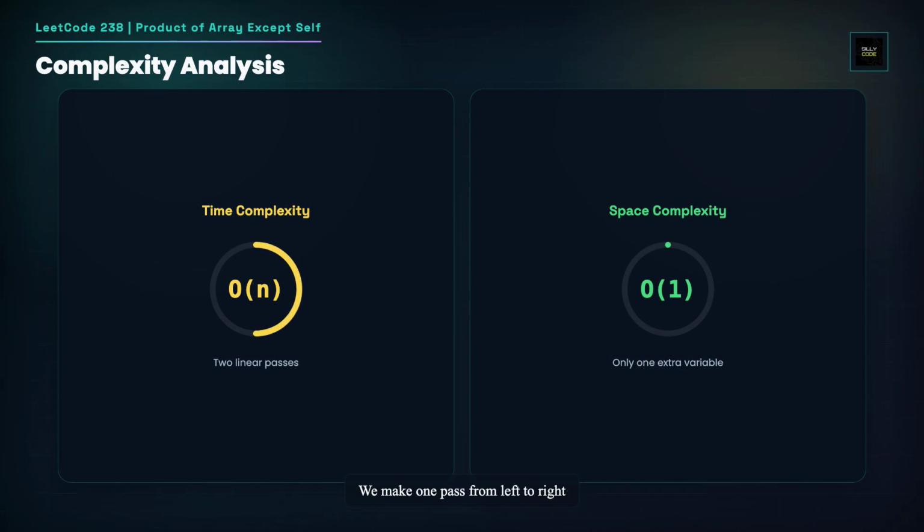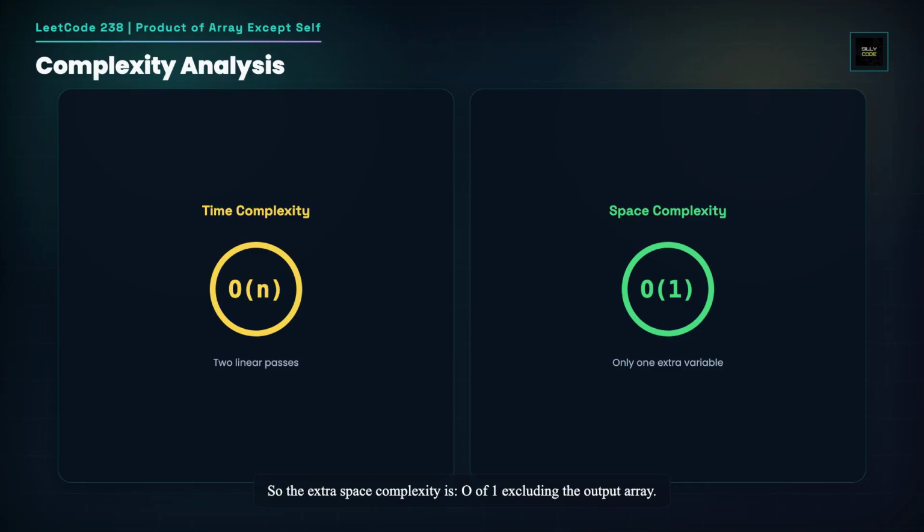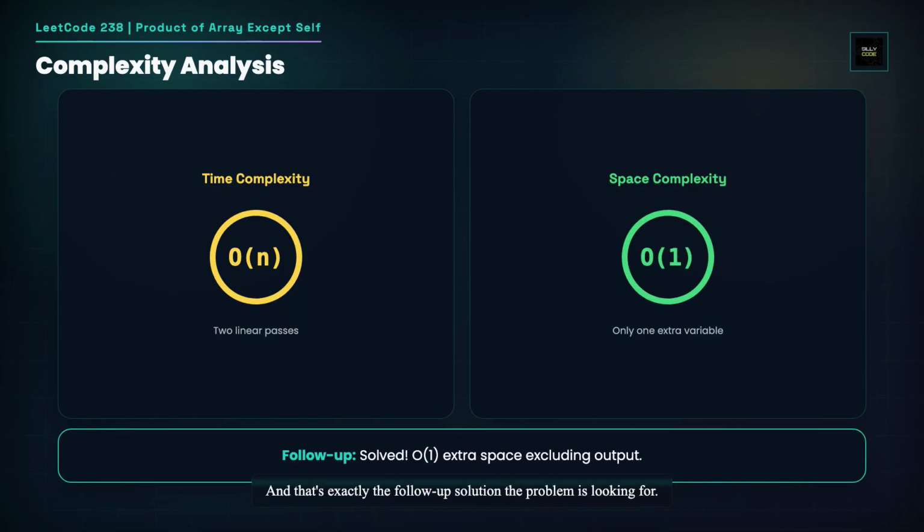Let's analyze the complexity. We make one pass from left to right, and one pass from right to left. So the time complexity is O of n. What about space? We're using the answer array itself, and only one extra variable, so the extra space complexity is O of 1 excluding the output array. And that's exactly the follow-up solution the problem is looking for.